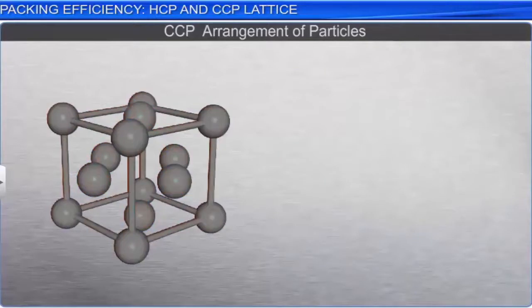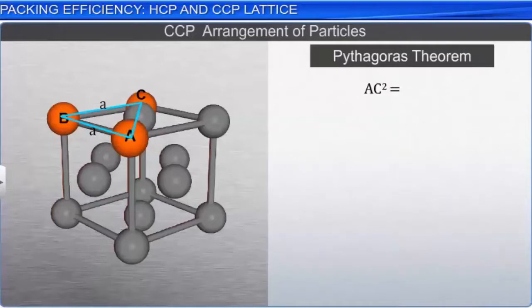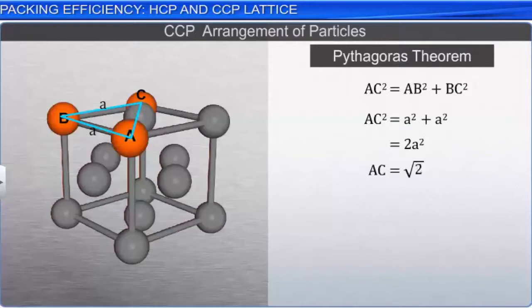Let spheres A, B, and C lying on the unit cell form a right triangle, as shown here. Then, applying Pythagoras theorem, we get AC square is equal to AB square plus BC square. Therefore, AC square is equal to A square plus A square, which is equal to 2A square. Hence, AC is equal to root 2A.